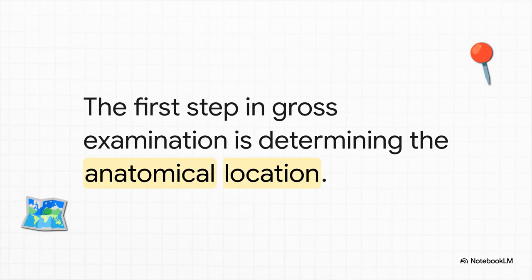So you're at the grossing bench. Job number 1, figure out exactly where this tumor is living. Is it in the head of the pancreas, the body, the tail? And this isn't just for description's sake. It directly impacts staging and tells you which lymph nodes you need to be hunting for.